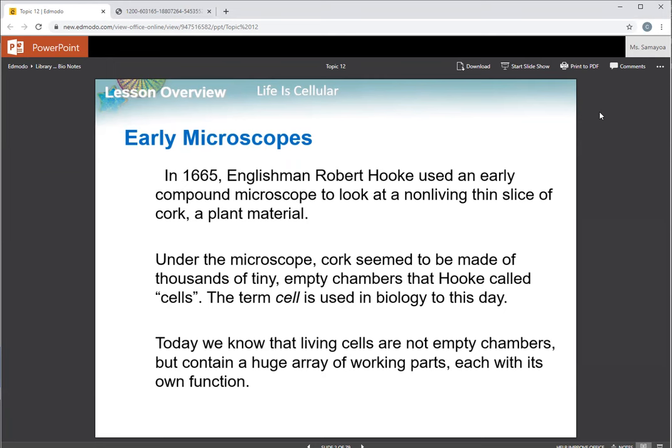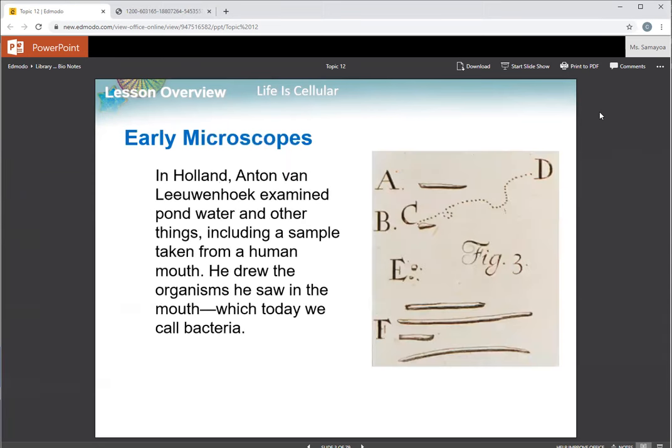Now, you guys have probably had this shoved down your throat since you were little. Cells have things inside of them. Cells are not empty. But we didn't know that at the time. Then you had this other man, Leeuwenhoek. I'm not going to be able to pronounce that right. Basically, he was like, corks are great, but we're going to try other things. So he took samples of pond water and swabs from a human mouth, and he saw that there were these things called bacteria.